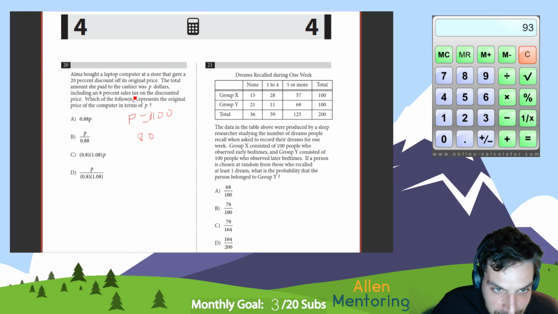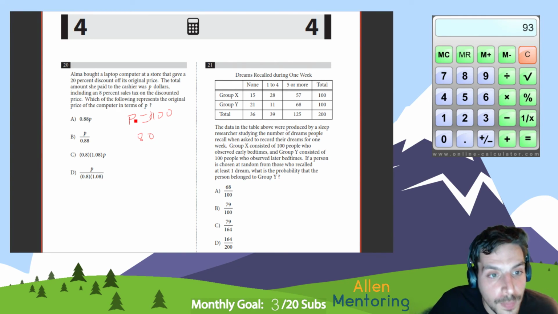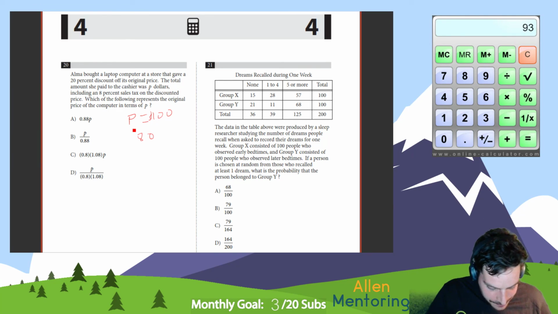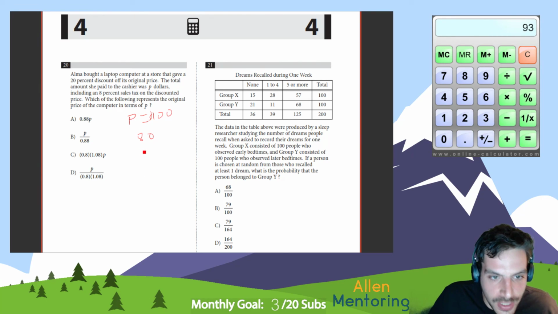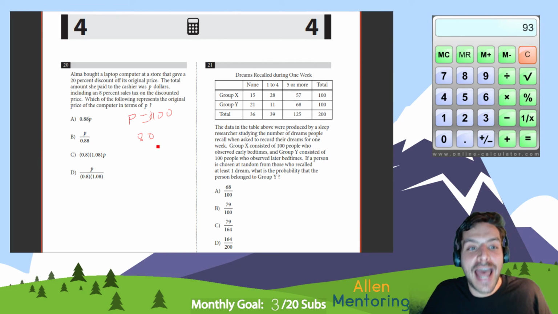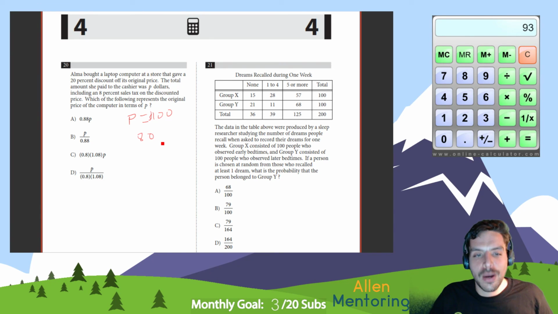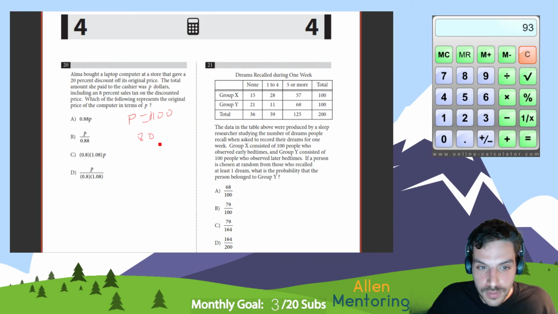The total amount she paid to the cashier was P dollars. Okay, including, oh, so sorry. So P is actually our original computer cost. Okay, so if we're going to be thinking about it that way, 100 is the original. 80 is what the discounted price was, and then she paid a tax on top of that, or included a tax. So what was the price before the tax? If 80 includes an 8% tax, how are we going to find out what the original price was? All right, let's think about that for a second.